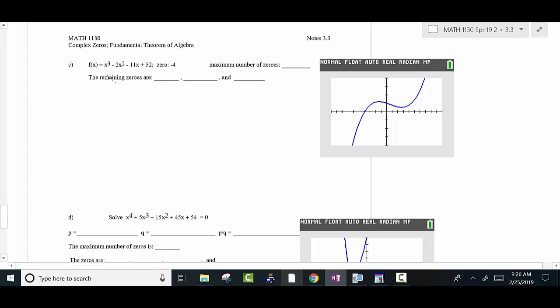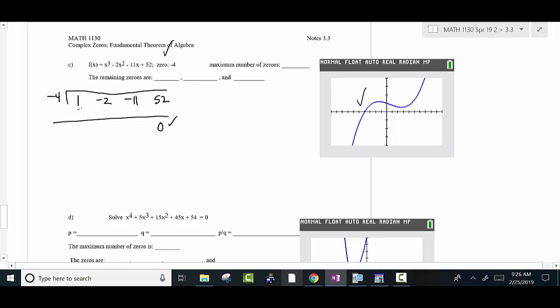Okay, so this one I'm giving you a 0 of negative 4. You can tell by the graph that I put up here that it crosses at negative 4. So we're going to go ahead and do the synthetic division by negative 4. The polynomial, you have 1, negative 2, negative 11, and 52. So we should have a remainder of 0. Okay, so let's go ahead and do that and verify that then.